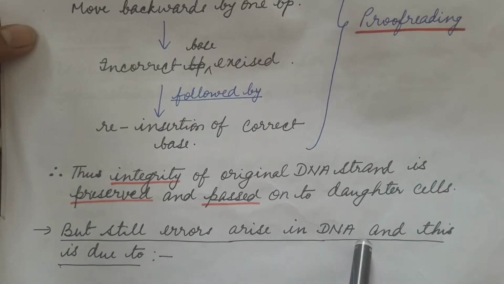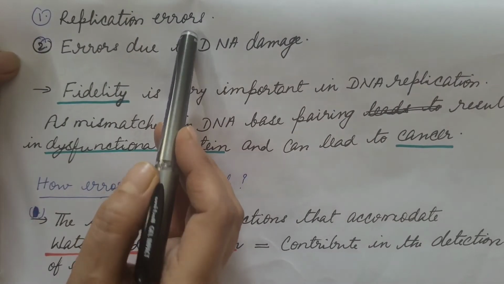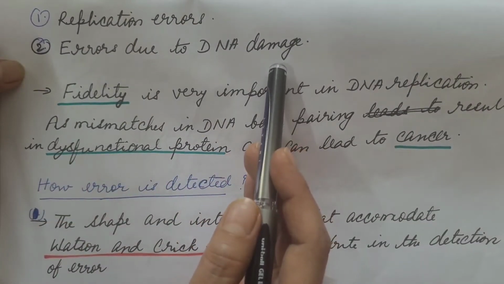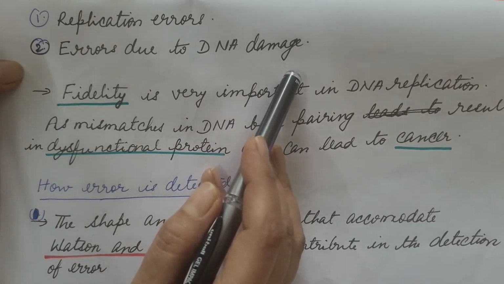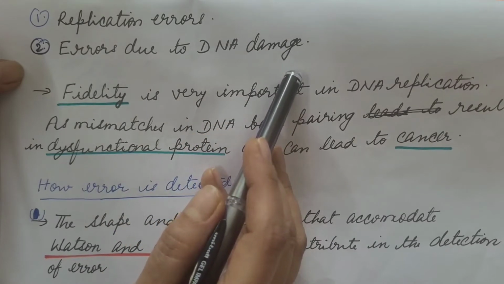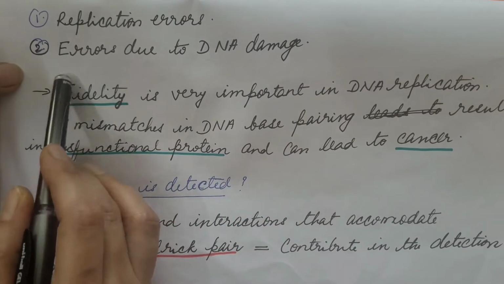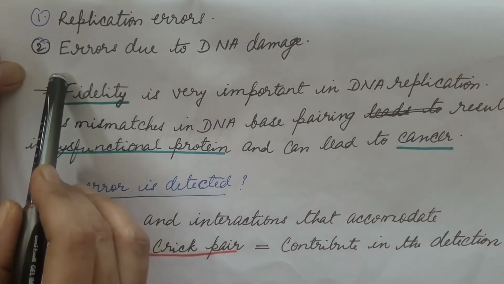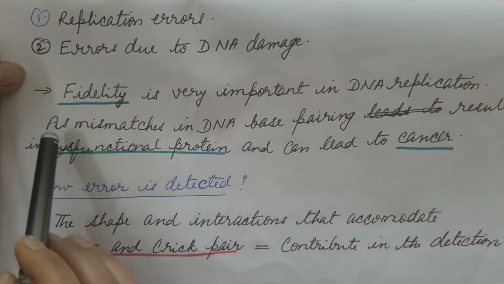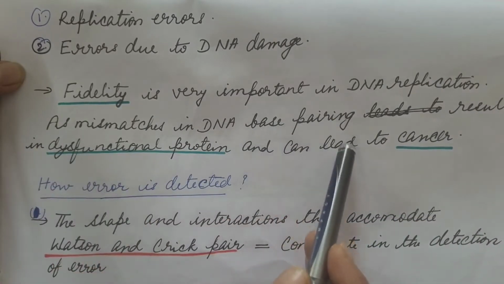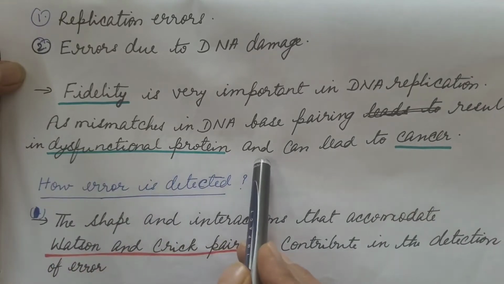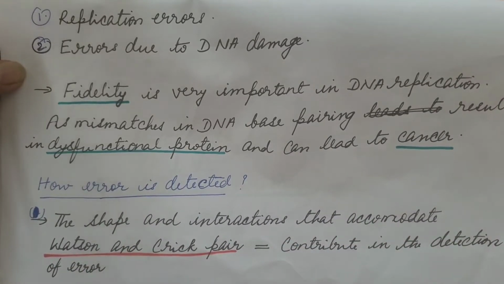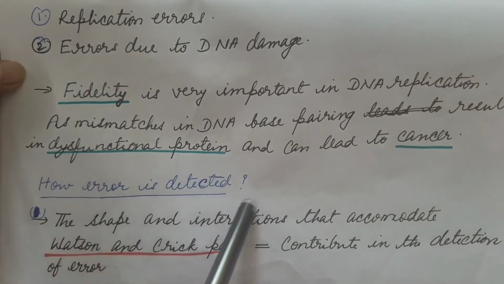But still errors arise in the DNA, and this is due to replication errors and errors due to DNA damage. DNA is damaged by various factors. Among them, one of the most important is UV radiation. It is important to maintain the fidelity of the DNA during replication, because mismatches in DNA base pairing result in dysfunctional proteins and can lead to cancer. So it is very important to detect the error that is incorporated in the DNA strand, and how this error is detected.